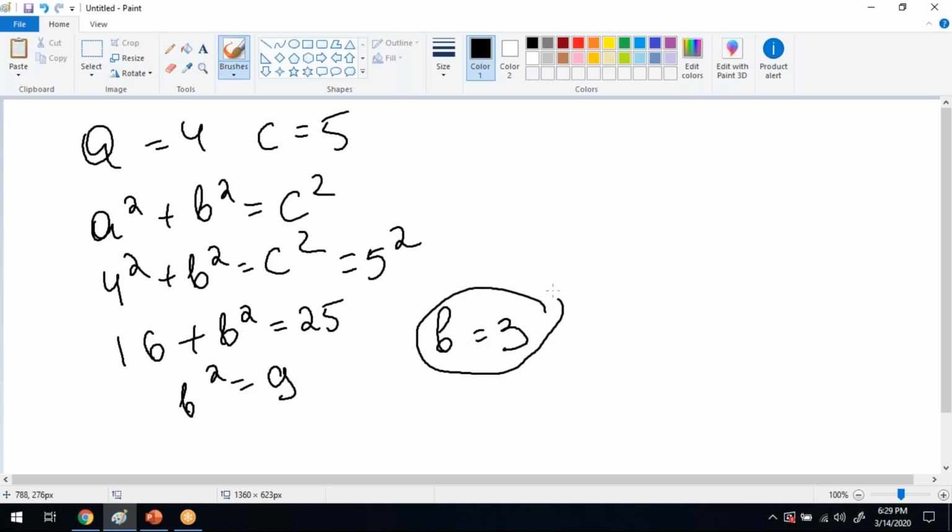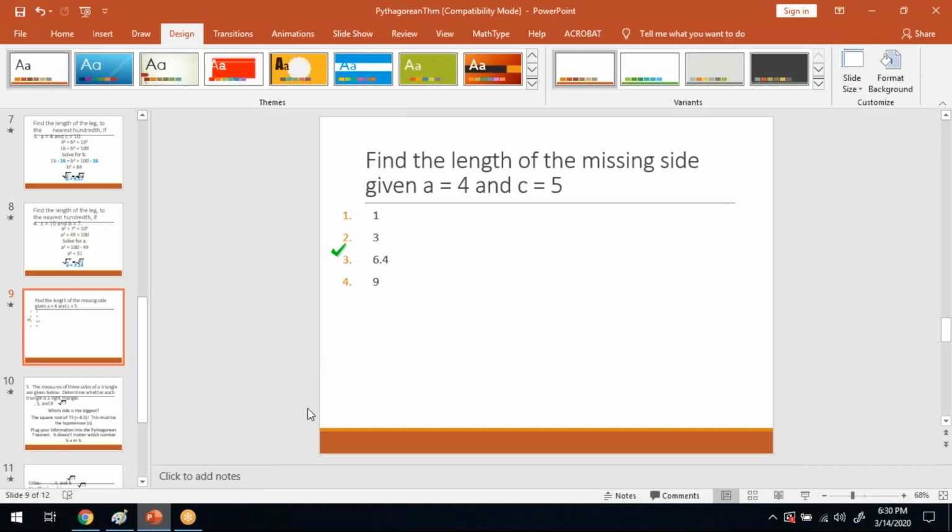Of course, when we have B squared equals 9, I can say that B can also be negative 3, but we have to understand that we're talking about a side. A side cannot have a length of negative 3. That's why we should always take the positive one.